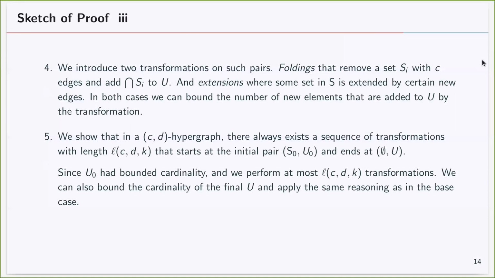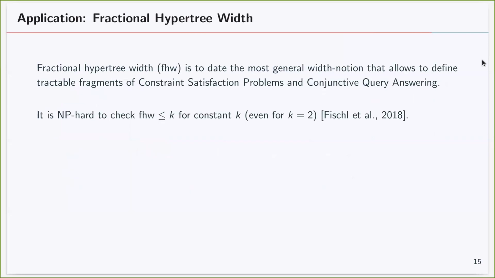And then the sort of final step that we do is that we show that we can bound the length of such a sequence, starting at the initial pair, ending at a pair where this first component is the empty set. This then leaves us only with this set U of vertices, for which we have a bound now, right? Because we have a bounded number of steps, and in each step we can bound the size increase in the step. And then we are basically back at the base case where we have a set of vertices that we can bound in terms of C, D and K. We can do the same procedure on these equivalence classes that we did at the beginning. Right, so that's the basic proof sketch.